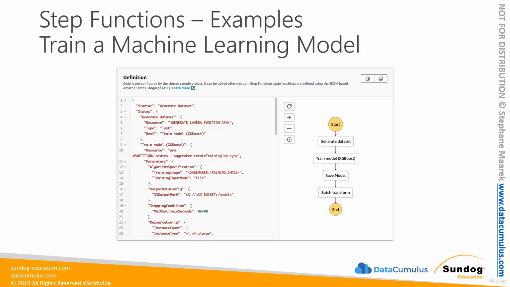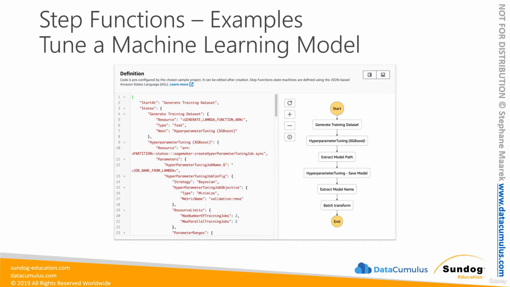Here's an example of using it to train a machine learning model. So you can see that when we start, we generate the data set. In this example, it's doing that by kicking off a Lambda function. It then trains the model using SageMaker's XGBoost algorithm. And when it's done, it saves that trained model from SageMaker and applies a batch transform to that model from some data set that we had. At that point, it's done. So you can see here, we've automated the entire process of generating our data, training a machine learning model using that data, saving that trained model, and then applying data to that trained model, all in one set of steps that are managed through Step Functions.